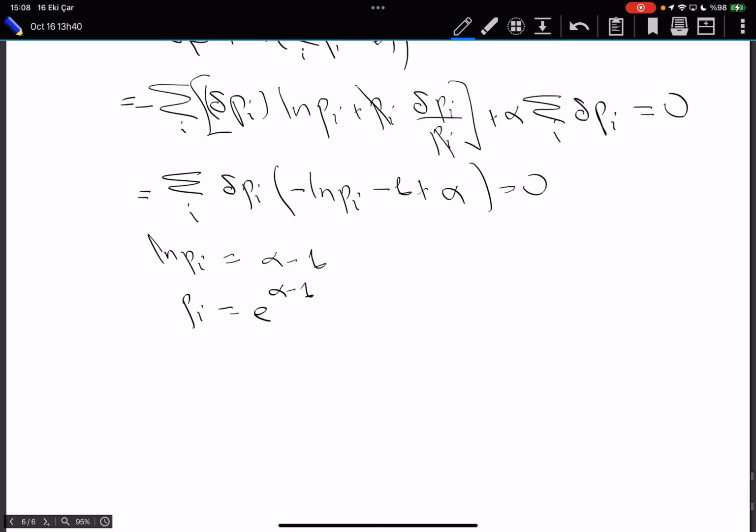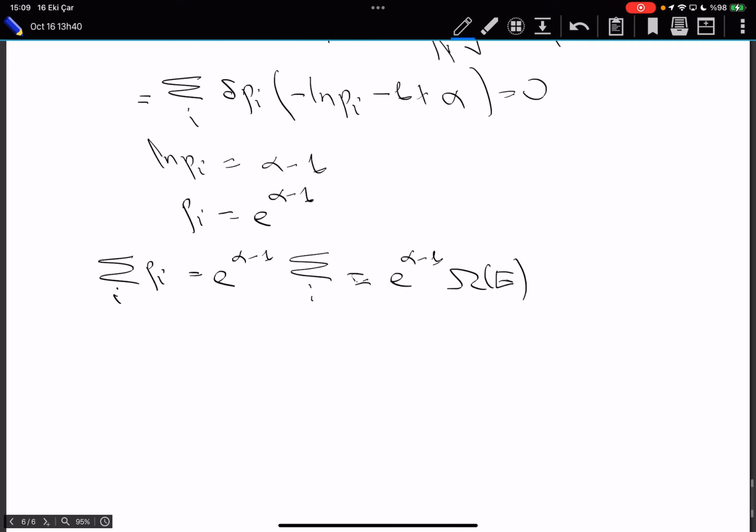What is alpha? Well, I have this constraint. Sum over all microstates pi, this is e to the power alpha minus 1 times the sum over all the microstates that my system can be in. Well, this is what we call omega of E, the number of microstates, I've already fixed the energy. So this should be 1, which tells me that e to the power alpha minus 1 is just 1 over omega of E, but this is just the pi.